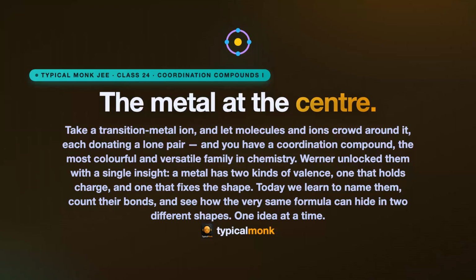Take a transition metal ion and let molecules and ions crowd around it, each donating a lone pair, and you have a coordination compound, the most colorful and versatile family in chemistry. Werner unlocked them with a single insight. A metal has two kinds of valence, one that holds charge and one that fixes the shape. Today, we learn to name them, count their bonds, and see how the very same formula can hide in two different shapes. One idea at a time.